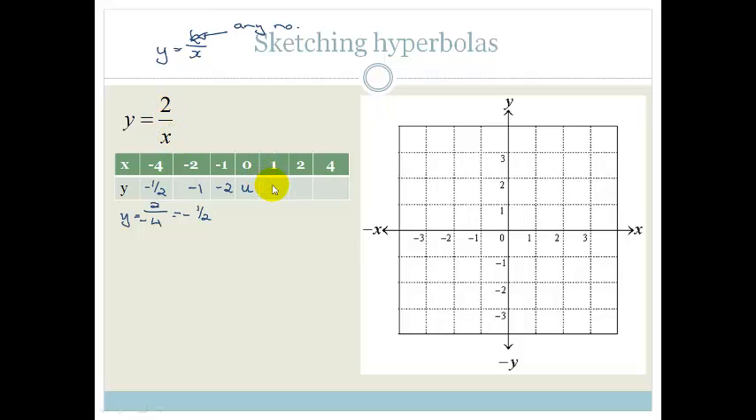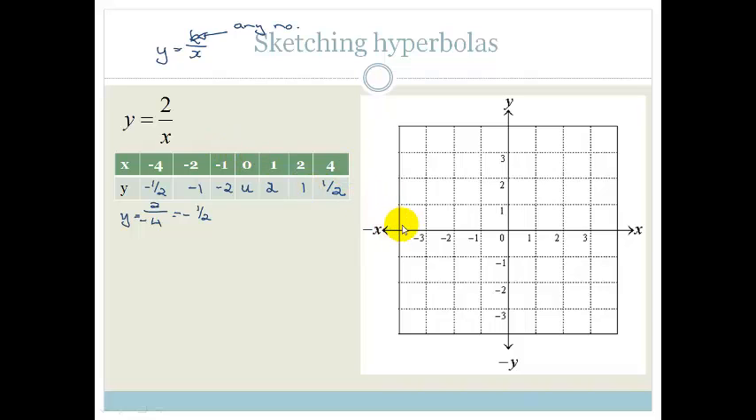2 divided by 1 is 2. Sorry, 2 divided by 2 is 1. And 2 divided by 4, it's just the positive version of this, so it's going to be a half. And you'll notice that this looks a little bit like a mirror. In fact, it is a mirror. There's minus a half, minus 1, minus 2, and 2, 1, a half. Okay, so let's plot these points and then see what shape we get.